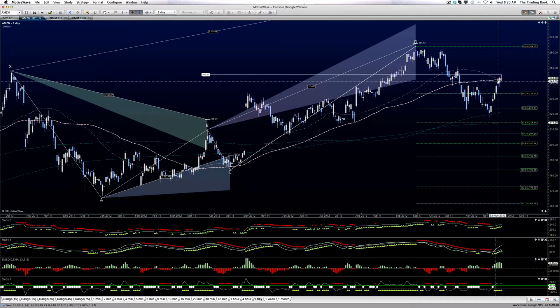Looking at the daily chart, we've got the 4-hour 50, the daily 50, the 200, caught between moving averages, and this is a traditional reversal formation. Now let's see if there's any kind of price action that's suggesting that this is going to reverse.